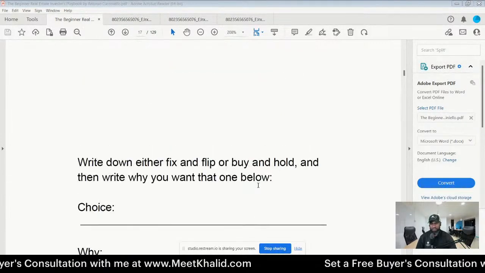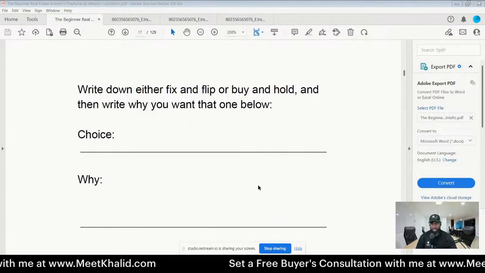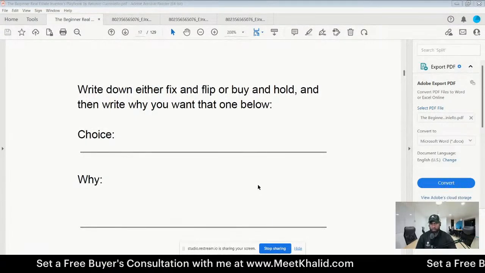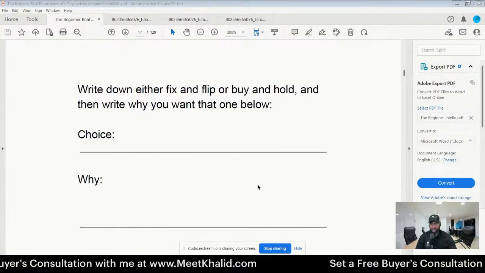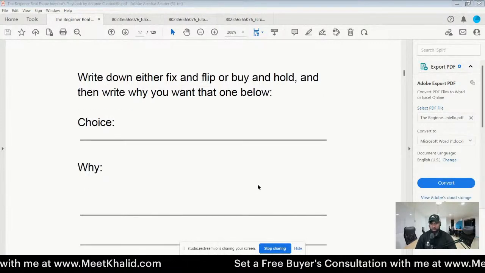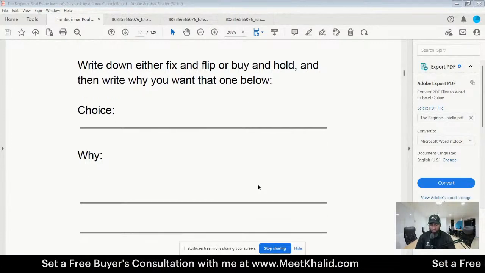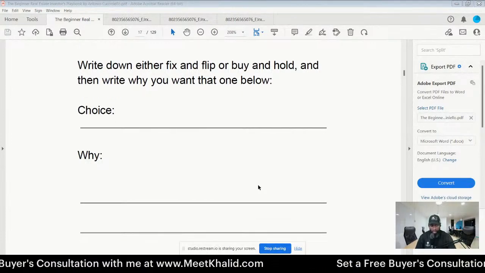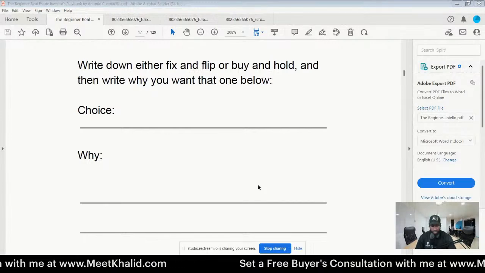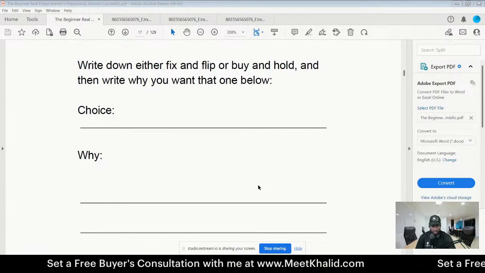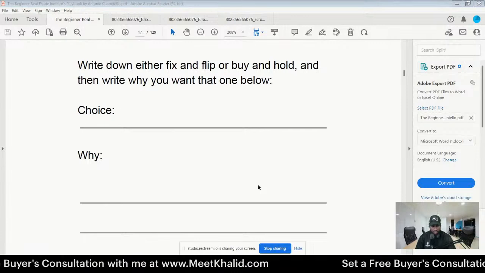All right. Sometimes my computer's a little slow. It says write down either fix and flip or buy and hold, and then write why you want that one below. Okay, so buy and hold, and why? The reason why is because I want cash flow.